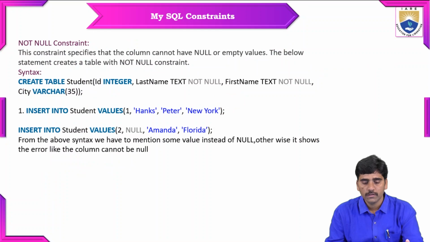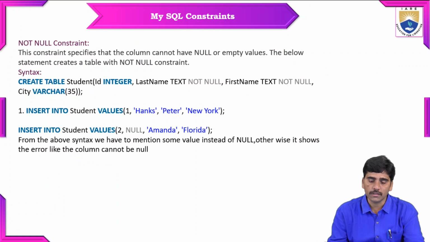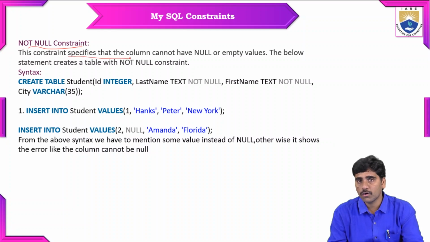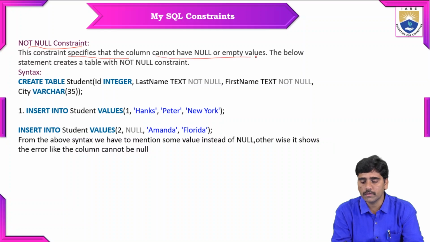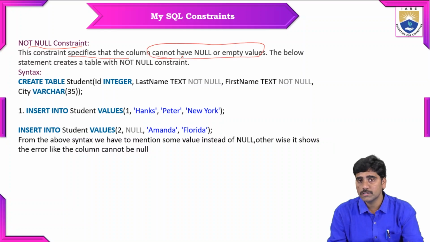table level. So the first one is what? Not null constraints. This constraint specifies that the column cannot have null or empty values. That means it is indicating that the table column should not have any empty values or null values. Indirectly, it should have some value.